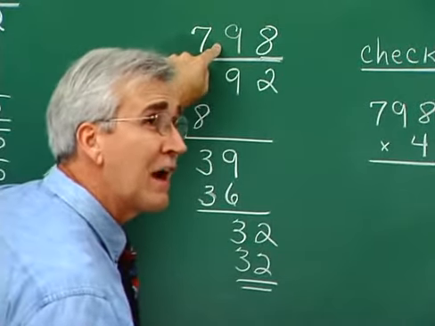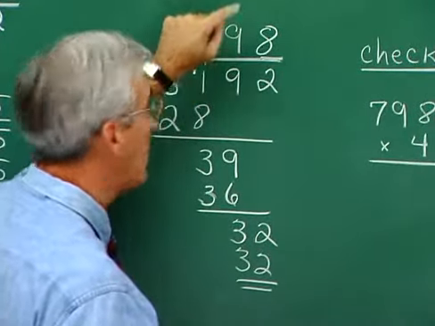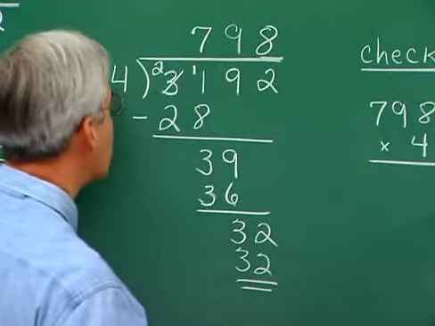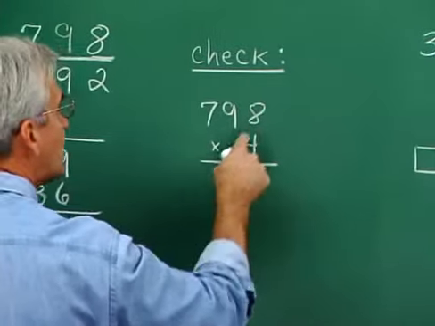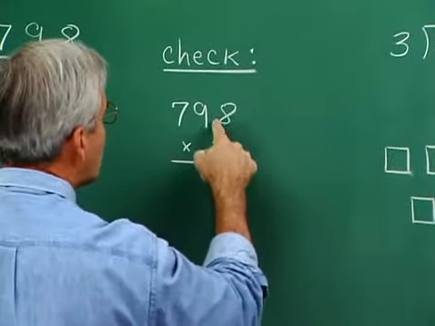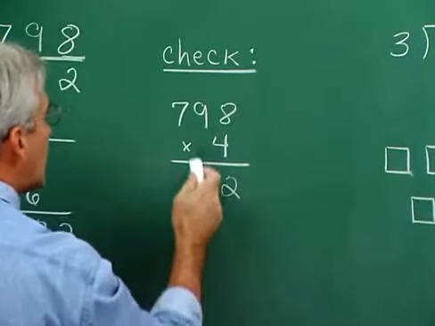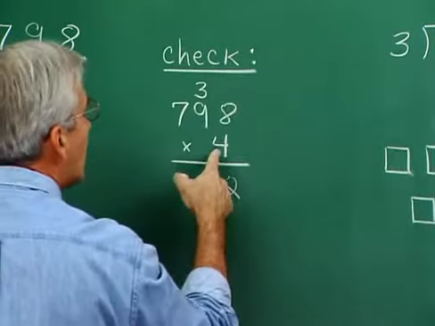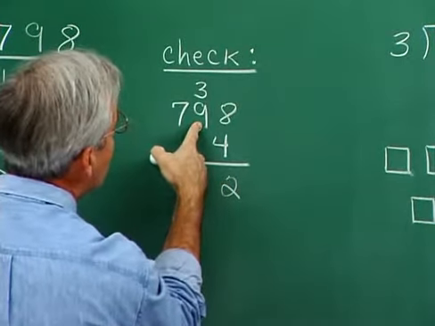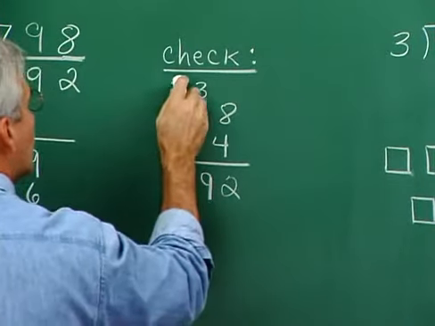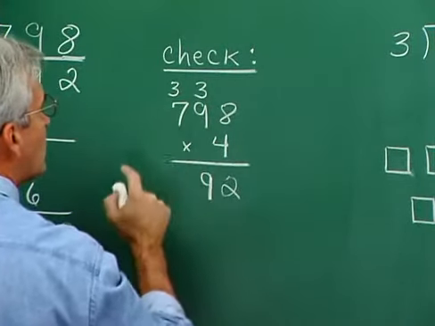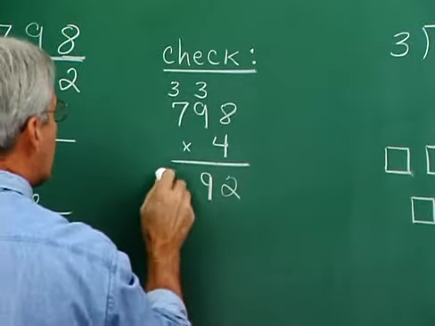And we can verify that. We can go through the check by multiplying 798 times 4. Let's do that over here. The check is 798 times 4. Well, let's see. 4 times 8 would be 32. I'm carrying 3. 4 times 9, let's see, is 36, and 3 is 39. I'm carrying 3. 4 times 7 is 28, and 3 is 31.